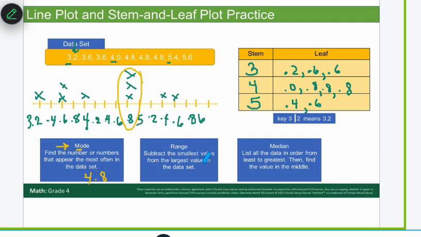My range in the data set is when I take the greatest number, which is 5 6/10, and then I take away from it the smallest number in the data set, which is 3 2/10. I know, 4th grade, when I do this, I'm going to start at the tenths column. I'm going to bring down that decimal and make sure everything is aligned.